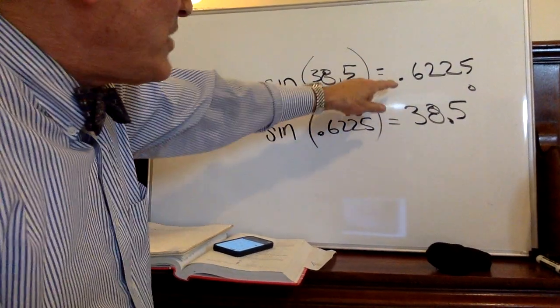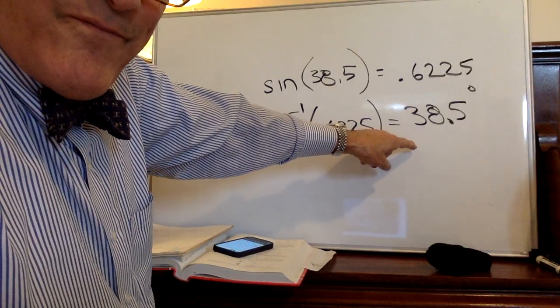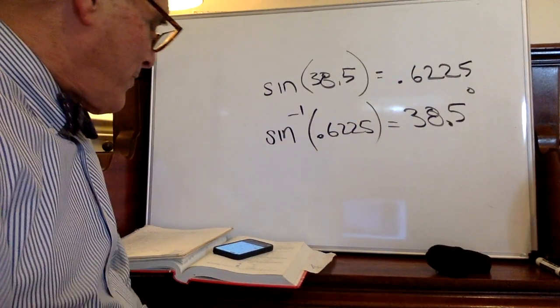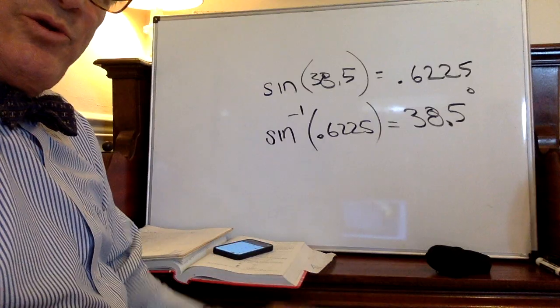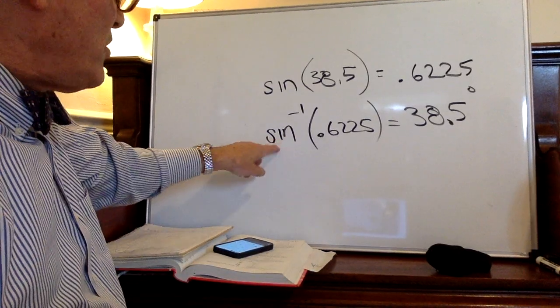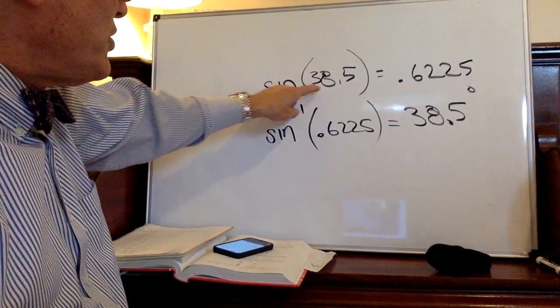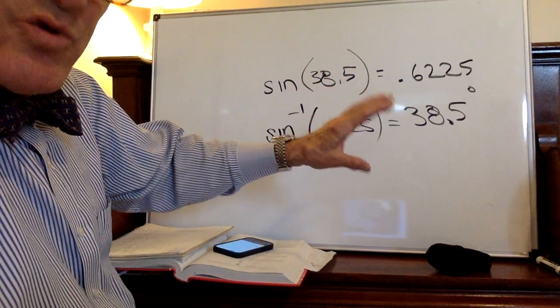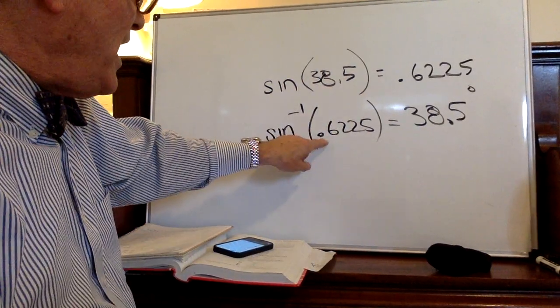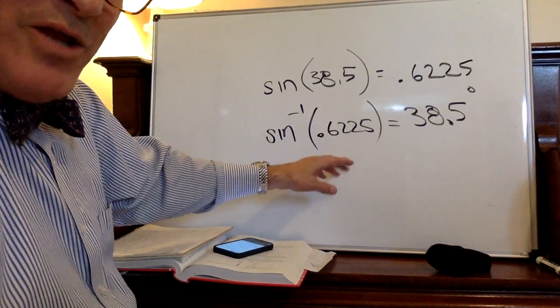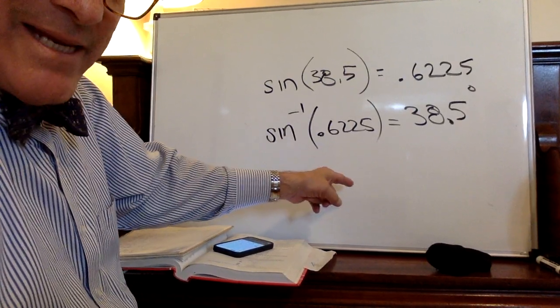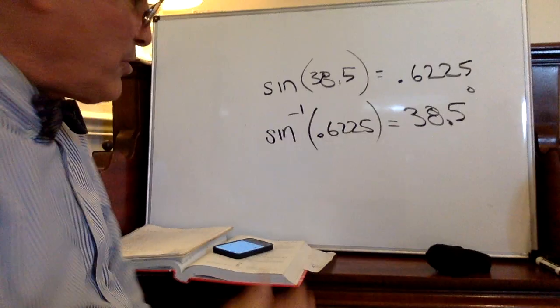I rounded this answer, so you may get 38.49 something. Okay, so that's how you use your trig functions, and these are called inverse trig functions. In one case, you're given an angle, and you're asked for the trig value of that angle. In this case, you're given the trig value, and you're asked what angle has that as its particular trig function.